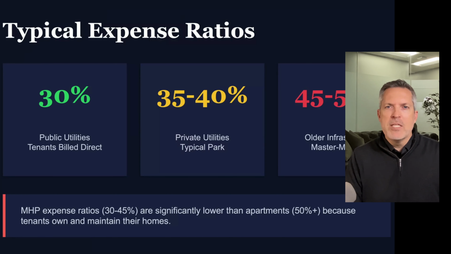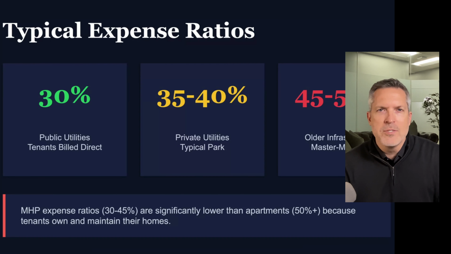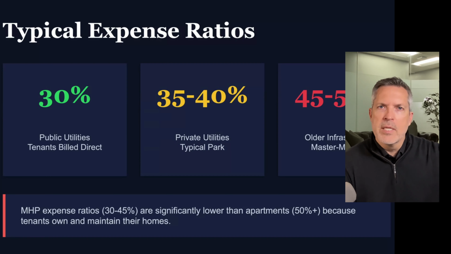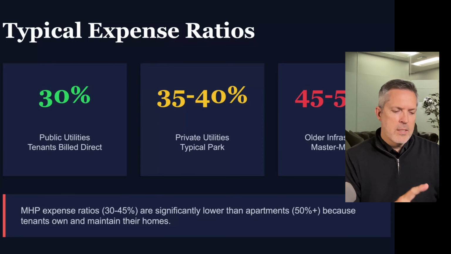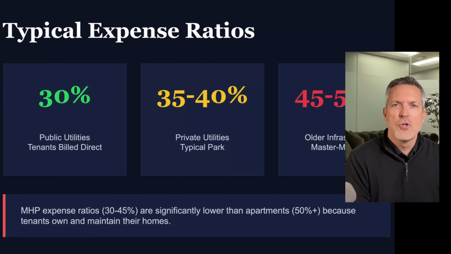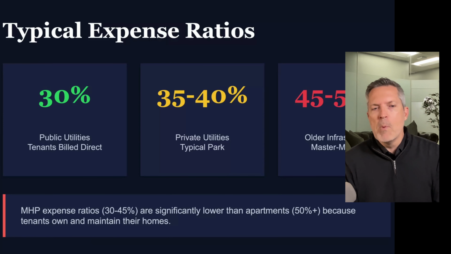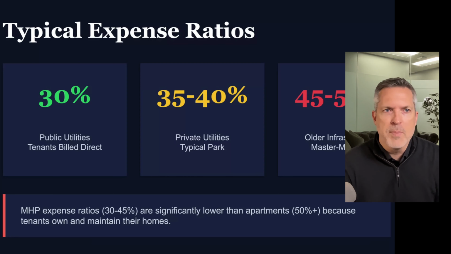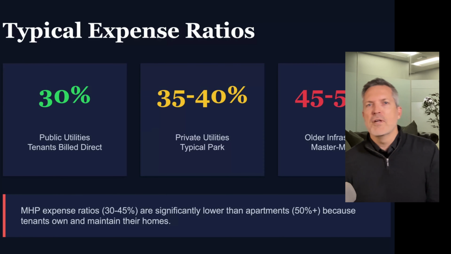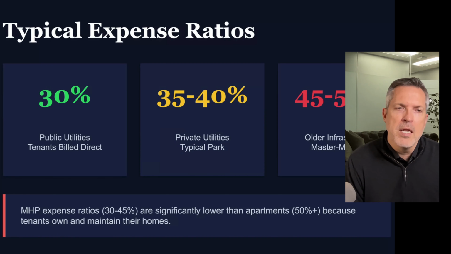All right, here are some expense ratios. This is percentage of revenues. This isn't absolute. This is just rough ranges. I've seen direct billed utilities where the city is billing the tenants directly for electric, water, sewer. I've seen actually 20% expense ratios, but this is a conservative number. Some people will tell you that all mobile home parks run at 30% operating expenses, and that is not true. The vast majority of them are going to be closer to 50% than they are to 30% in my experience.